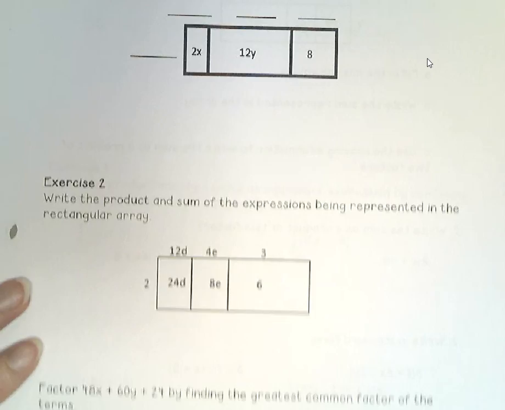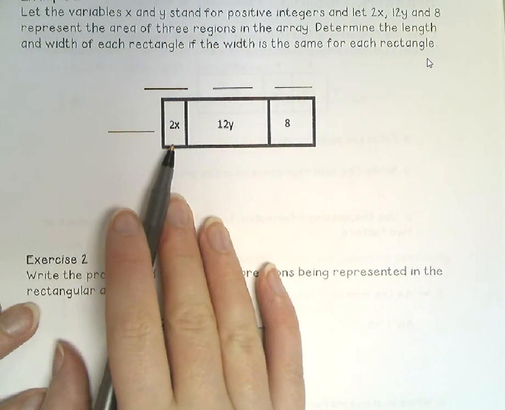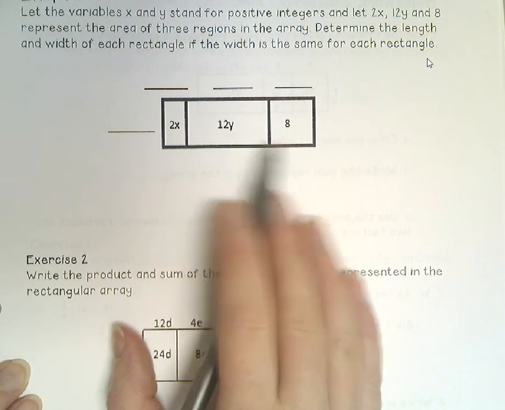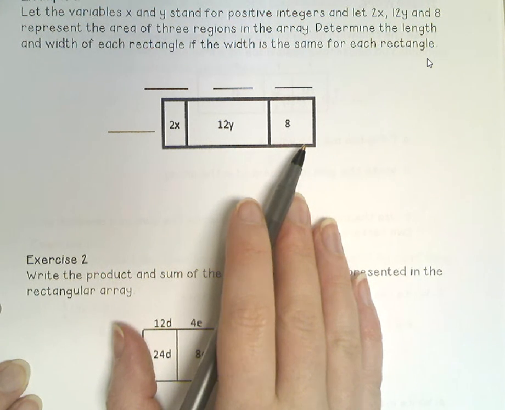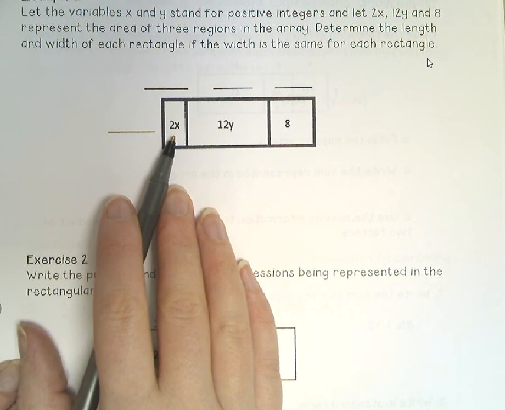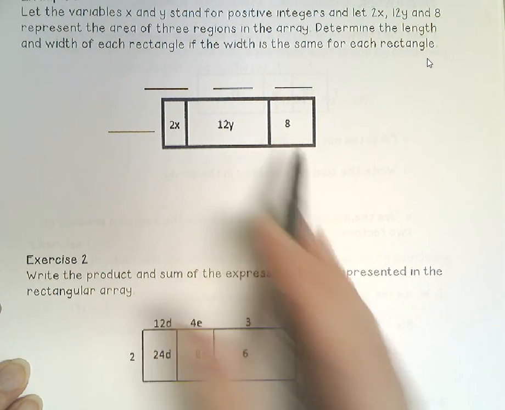All right, so here we have our tape diagram. Variables x and y stand for positive integers. And 2x, 12y, and 8 represent the area of the 3 regions in the array. We need to determine the length and the width of each rectangle if the width is the same for each rectangle. So the width is the same for all of them. So we're thinking about what 2x, 12y, and 8 have in common, and that is a factor of 2.